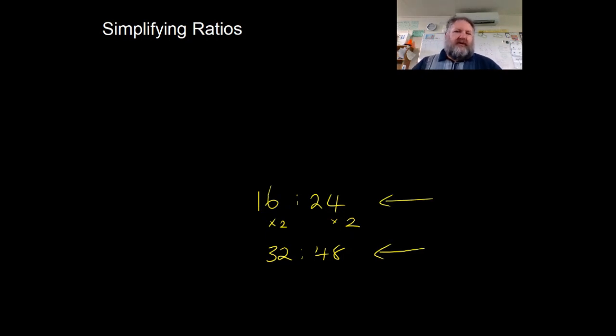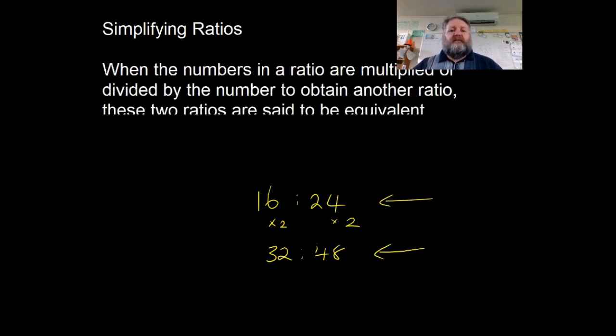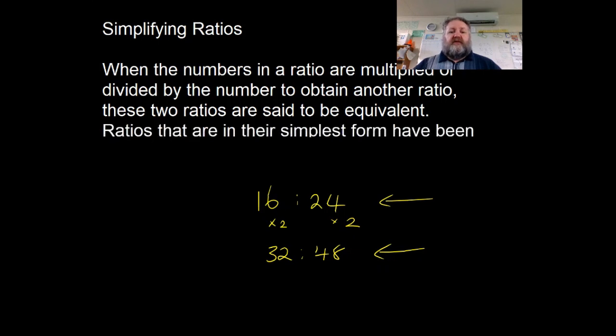Okay. Now, we don't often take ratios and multiply them by something. Sometimes we might, but normally what we'll do is we'll try to get a ratio into what is known as its simplest form. Okay. So remember, when the number is multiplied or divided, it's equivalent. So let's talk about getting these ratios into their simplest form and talking about reducing them to their lowest terms.